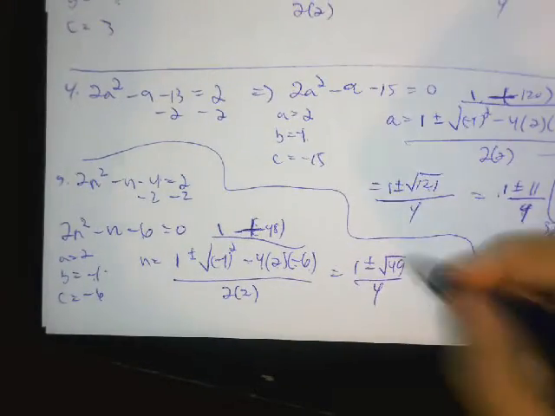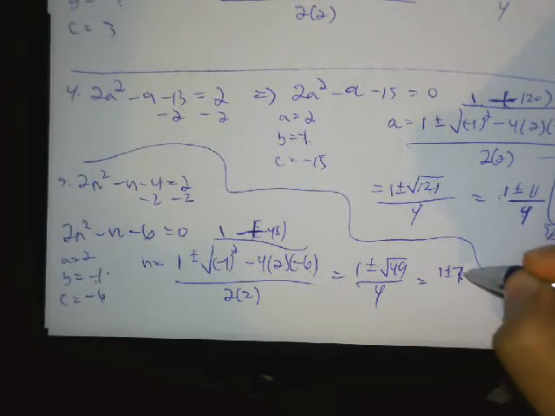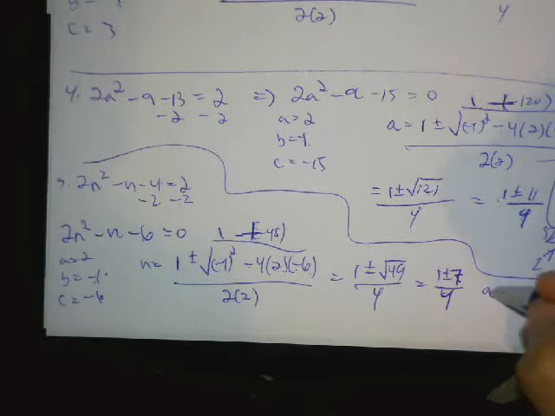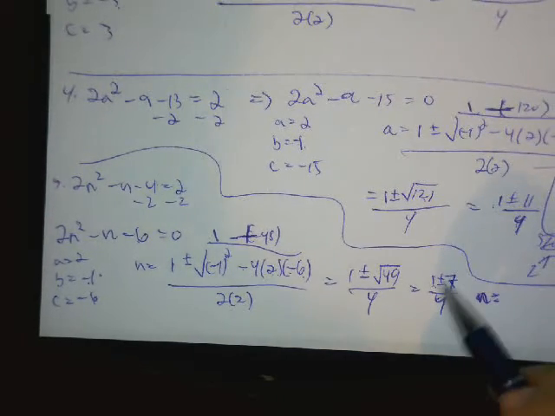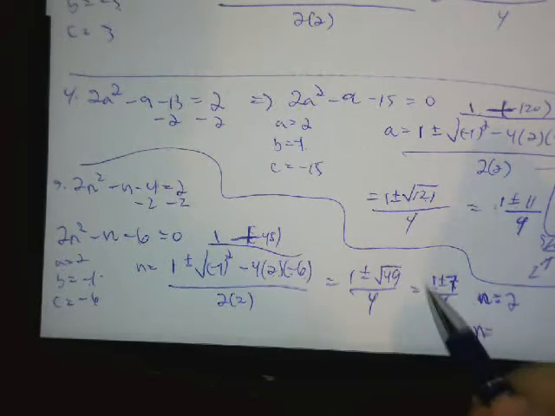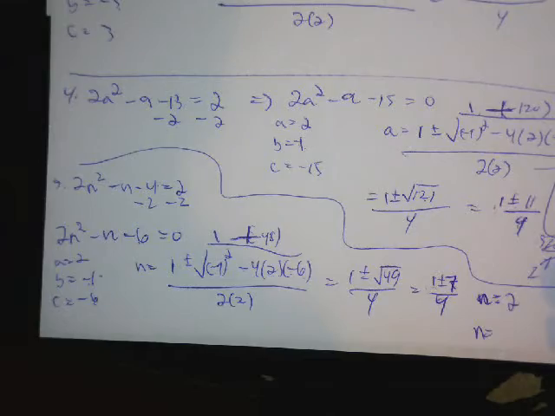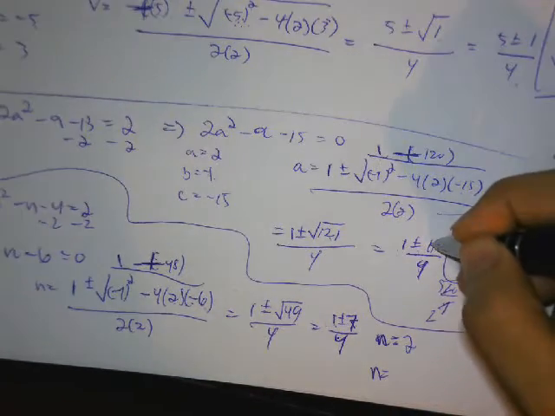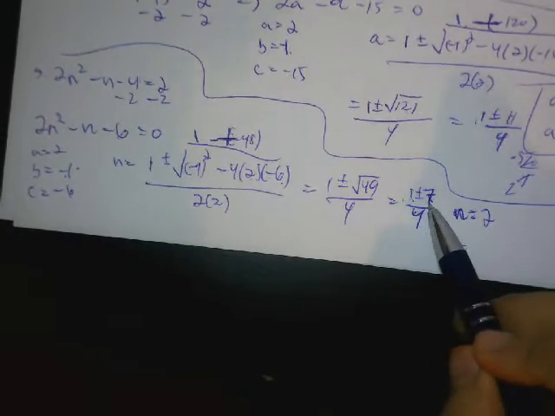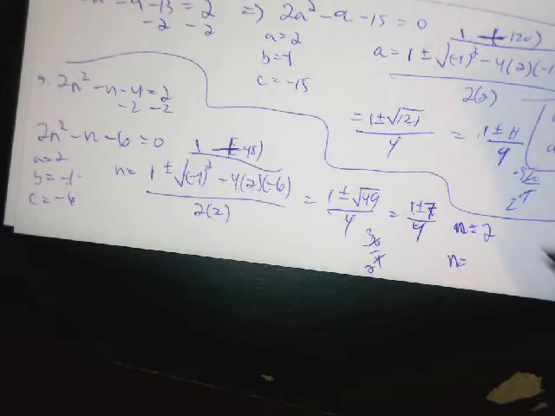The square root of 49 is 7, so now it reduces to 1 plus or minus 7 all over 4. So n is equal to 1 plus 7, which is 8, divided by 4, 2. Or n is equal to 1 minus 7, which is negative 6, sorry. This should be negative. 1 minus 7 is negative 6, divided by 4 is negative 6 over 4. That reduces to negative 3 over 2.